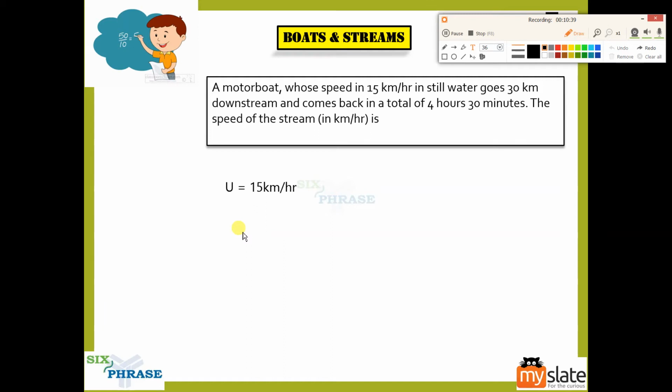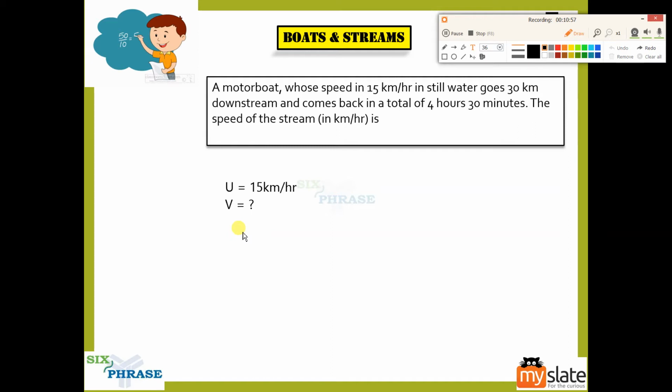It goes 30 kilometers downstream and comes back in a total of 4 hours 30 minutes. The speed of the stream is... So you will have to find V, guys. It is as simple as that. You have to find V. They want you to find the speed of the stream, right? Stream, river, current all mean the same thing.